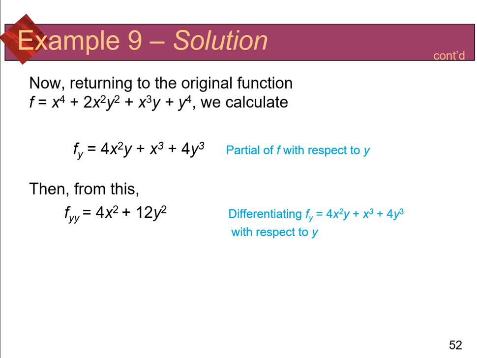For fyx, I take the derivative of that with respect to x. I end up with 8xy because I'm doing the 4 and the y are treated as the constants in the first term, and the derivative of x squared is 2x. X cubed, the derivative of that with respect to x is 3x squared. The 4y cubed with respect to x is a constant, so that just goes away.